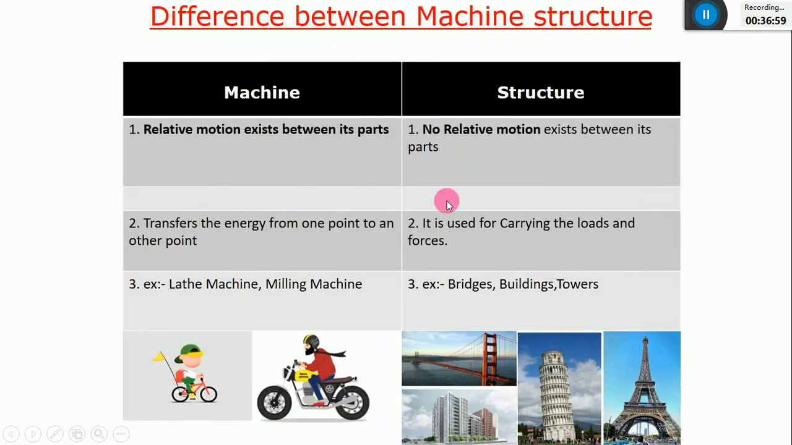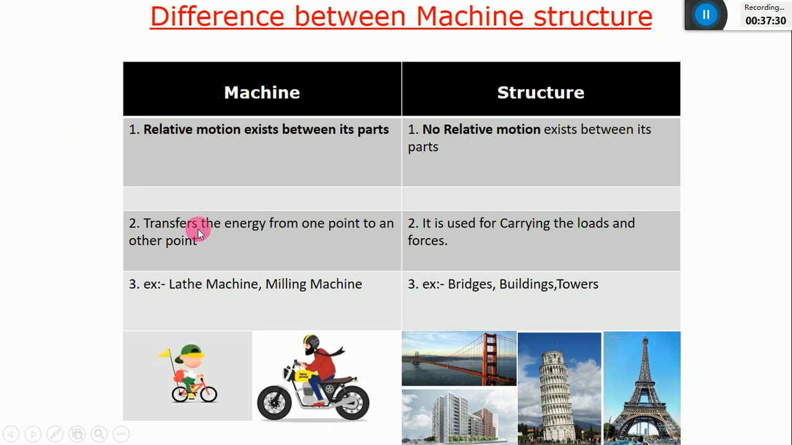Finally, I'll do the comparison between a machine and a structure. As explained, a machine is nothing but a group of so many mechanisms, and it has relative motion between the parts. There should be some movement, there should be some relative motion, then only I can say that it is a machine. But in the case of a structure, it is a group of so many elements, but there is no relative motion. There is no relative motion between each part. That is the first difference.